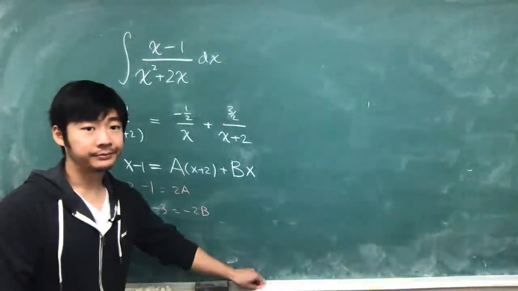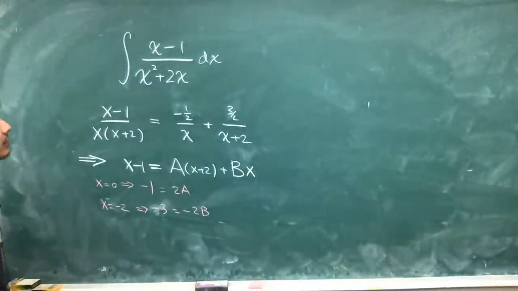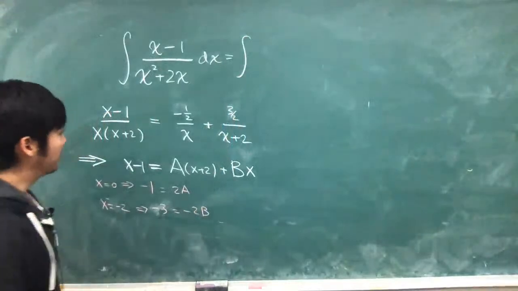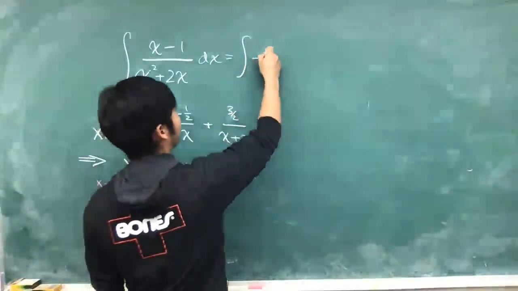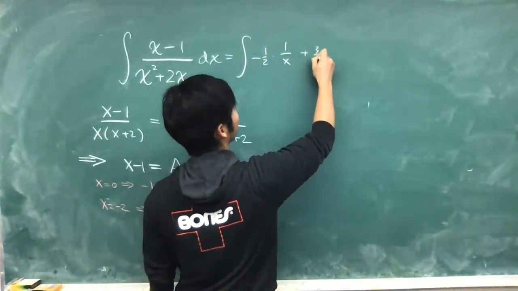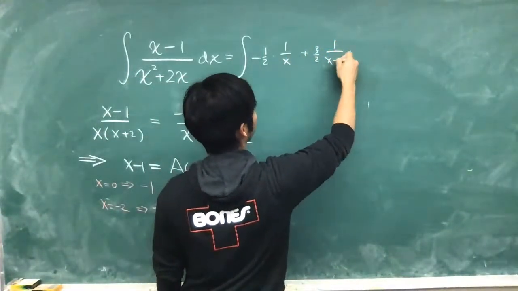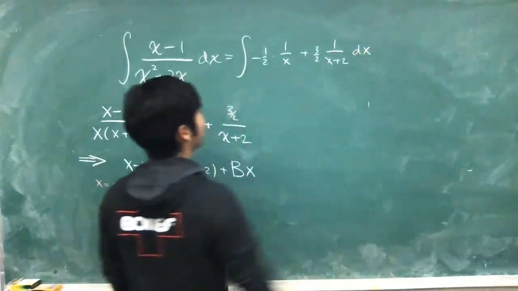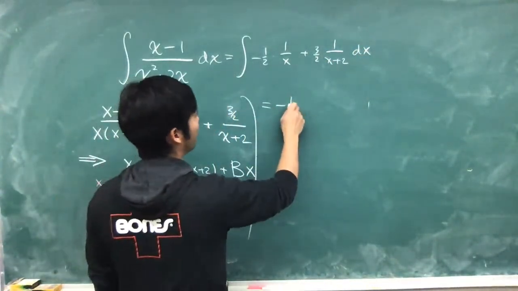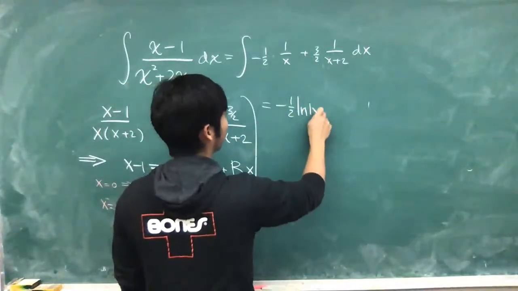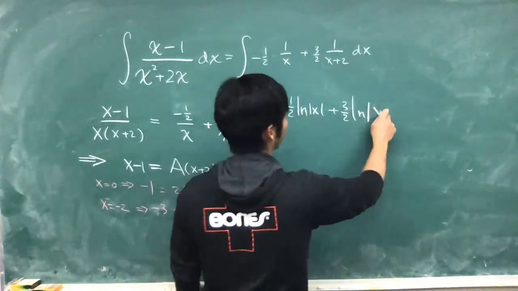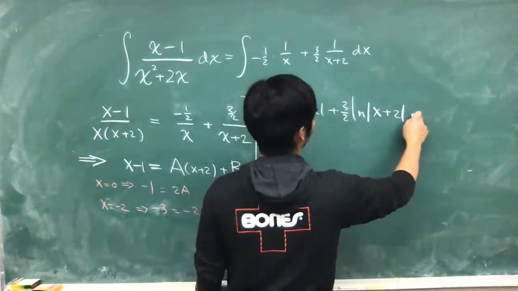Okay, so let's just integrate. This is going to be -1/2, 1 over x, plus 3/2, 1 over x plus 2, dx. And so this is -1/2 natural log of x plus 3/2 natural log of x plus 2 plus c.